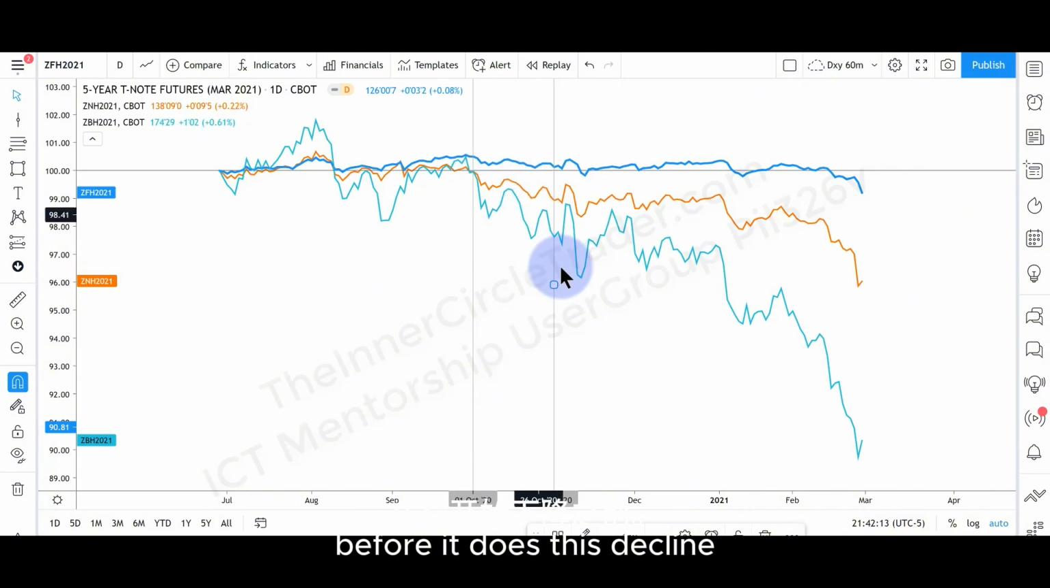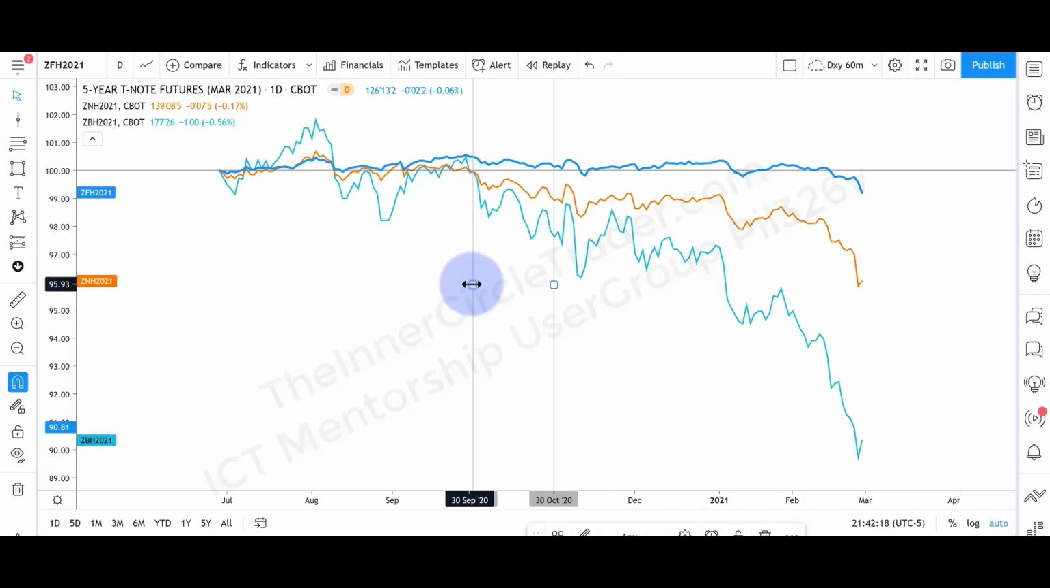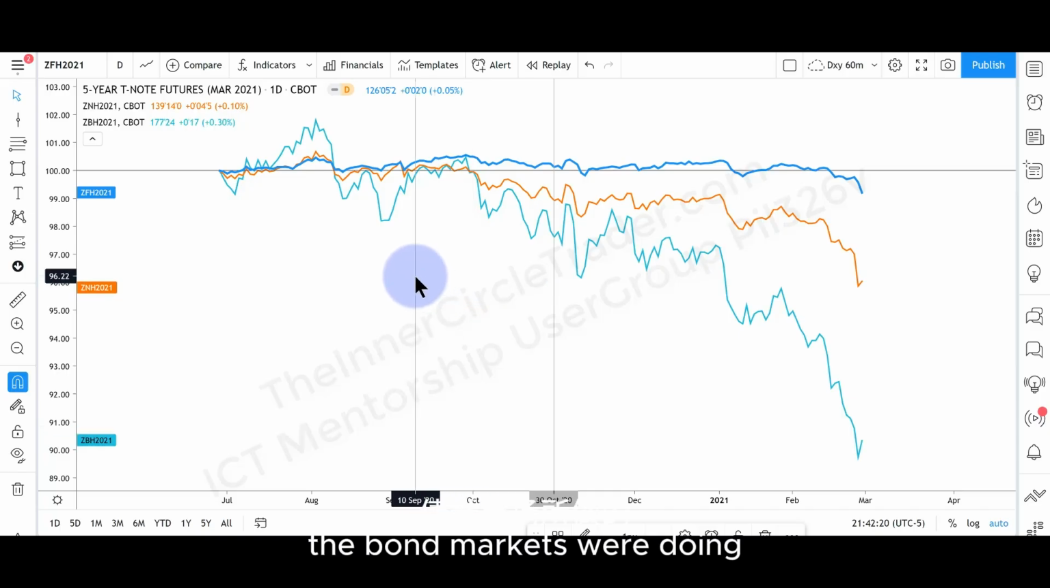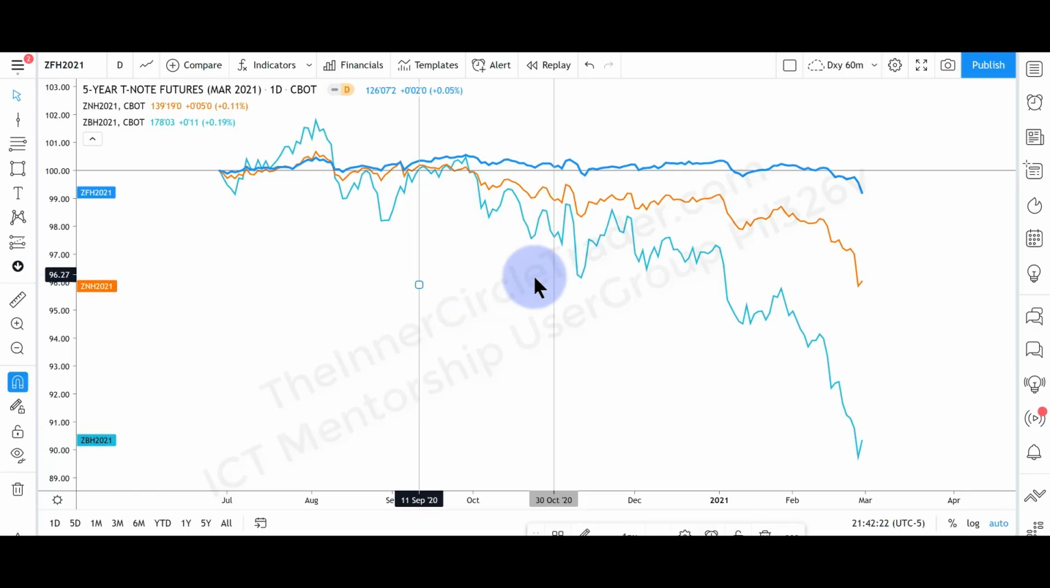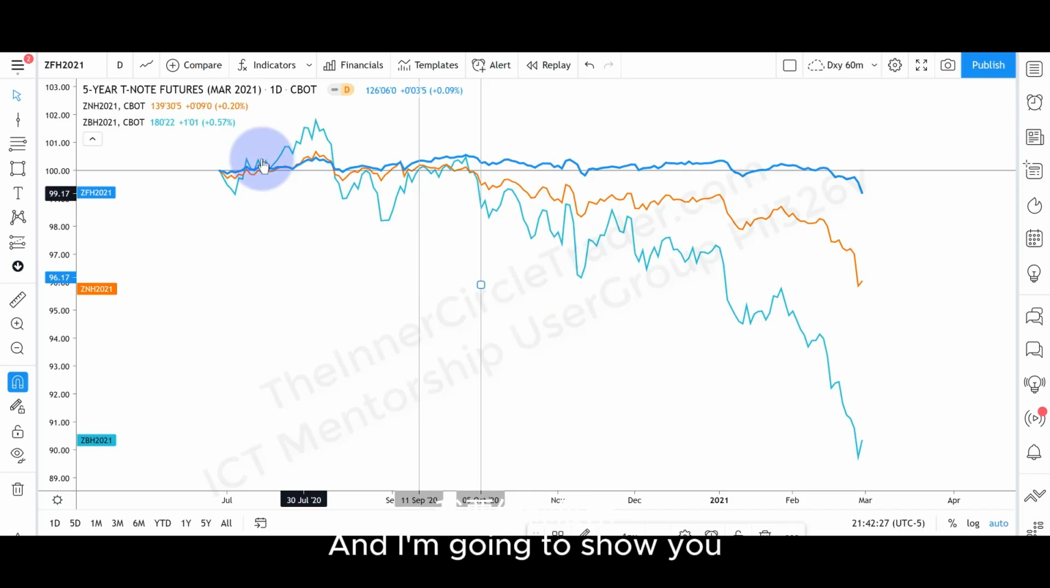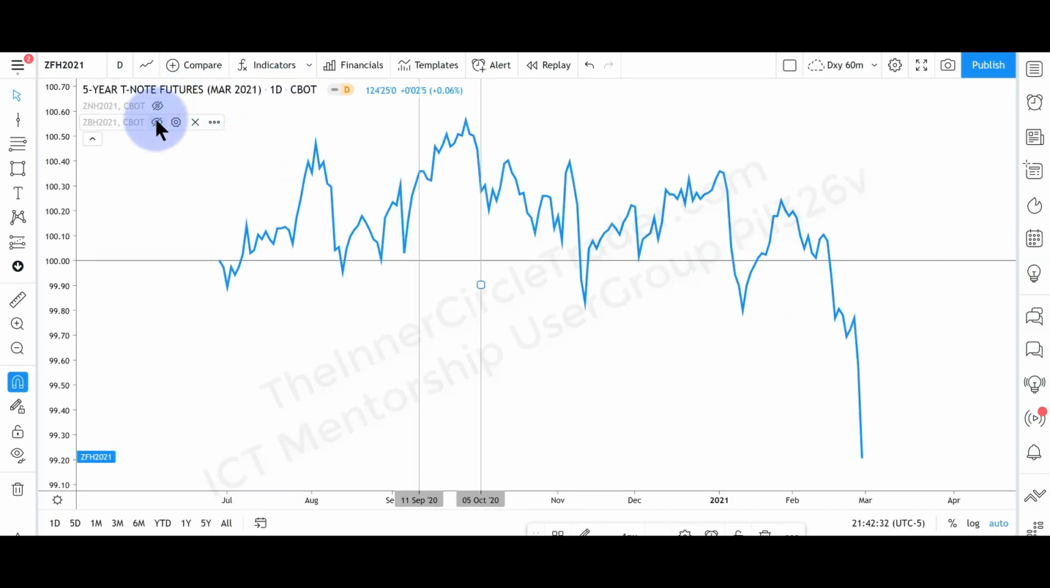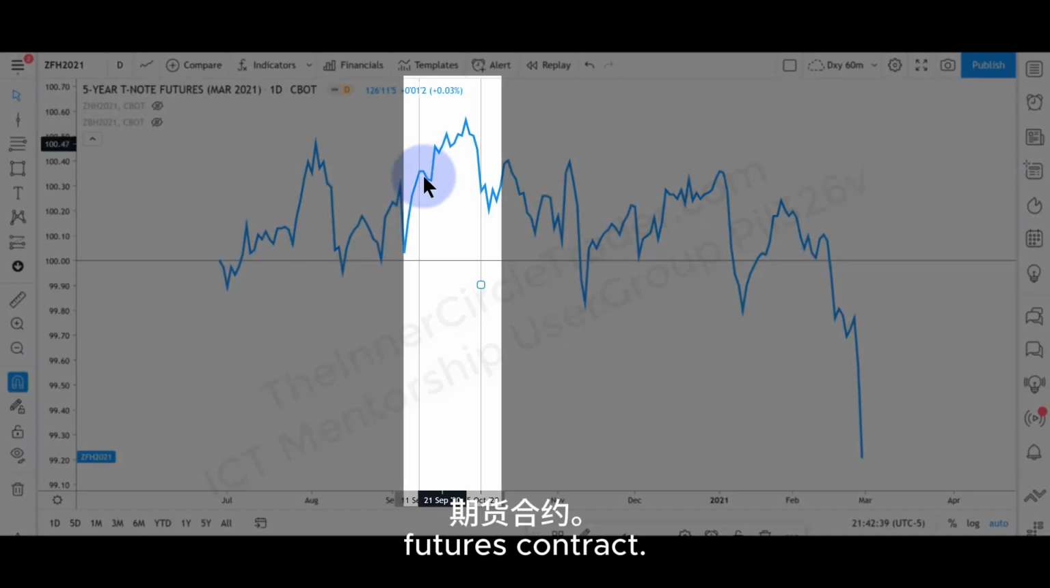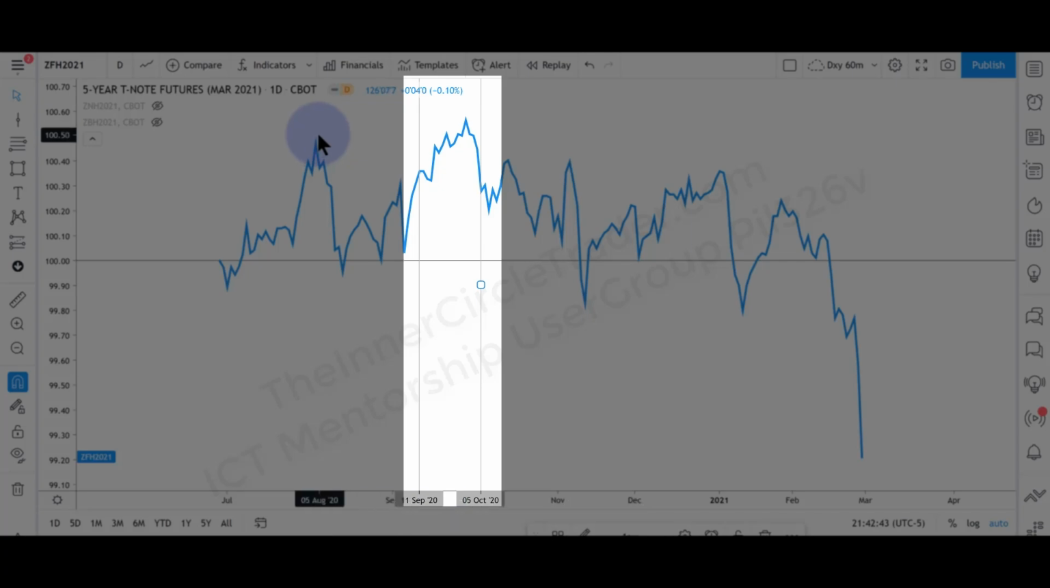Before it does this decline, prior to that, if you compare what the bond markets were doing in relationship to one another, I'm going to show you one at a time. So we have this market here, which is the 5-year Treasury note futures contract. It's making higher highs here. We don't care about this high. I want you to just look at this here.